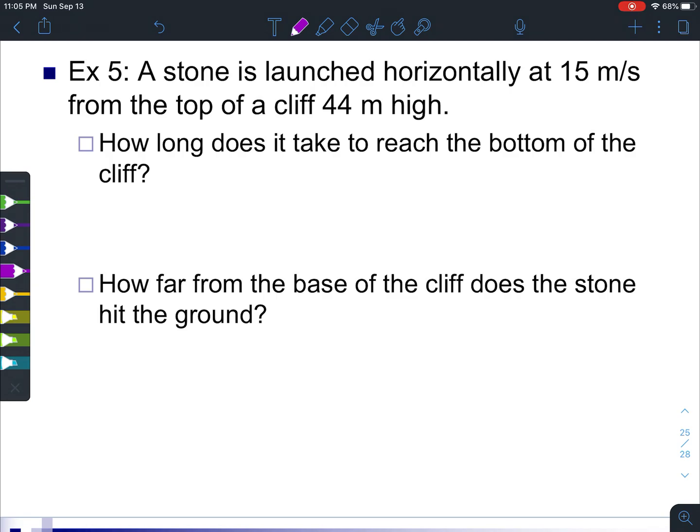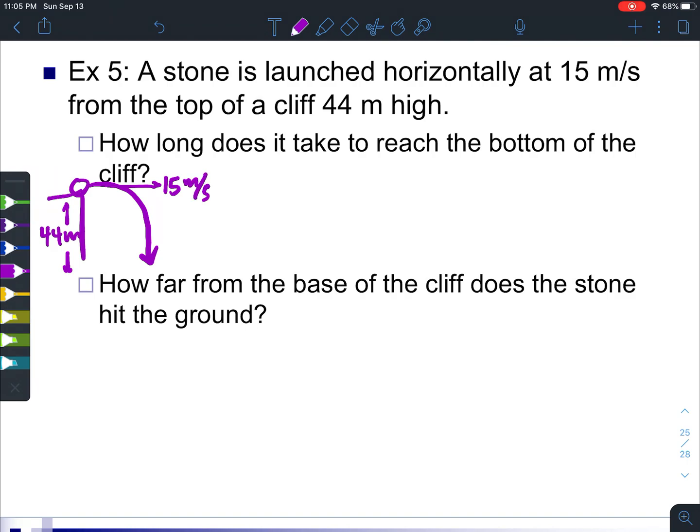Pictures are not required on these examples, but they are really helpful in breaking down our variables. So let's just start with a picture here. We've got a stone. It's going to be kicked off a cliff. Notice that our trajectory is parabolic. It is not a triangle. Okay, they tell us that the cliff is 44 meters high, and they tell us that our stone is kicked off at 15 meters per second.